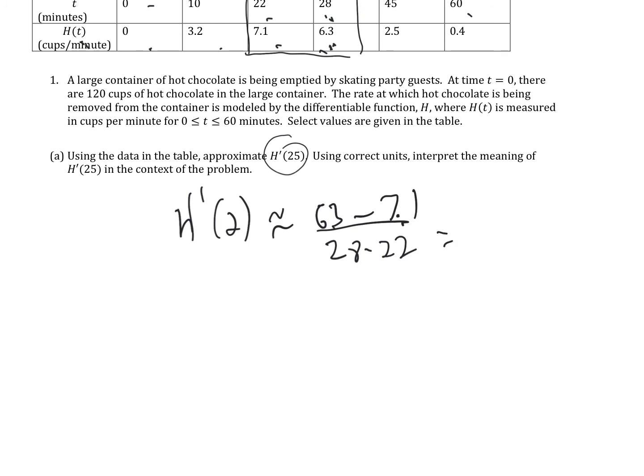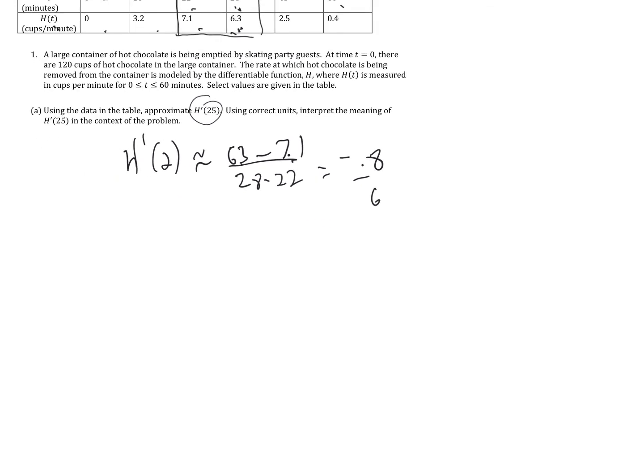6.1, that's a negative, or 6.3, negative 0.8, I think, over 28 minus into 6. So you could leave that, but you just need units. I'll clean it up a bit. That's negative 8 tenths, and that's a 1/6.